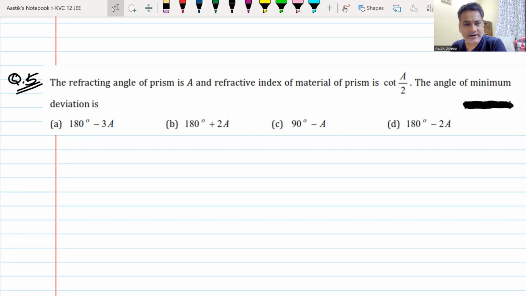The refracting angle of a prism is A. The refractive index of the material of the prism is cot A by 2. This is how questions are framed these days. What is the angle of minimum deviation? This is the present language of the questions that you are supposed to face. And I'll give you 2 minutes to solve this.